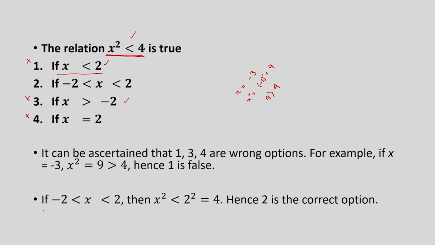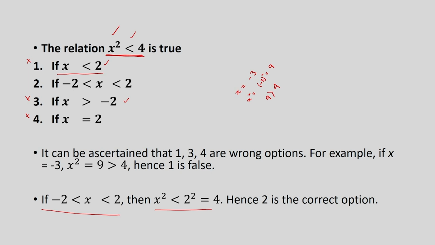What about the second option? If x lies between minus 2 and plus 2, then if you take the square of x, that is less than 2 square. And what is 2 square? 2 square is equal to 4. So x square is strictly less than 4, and that is what is given here. Therefore, the second option is the correct option.